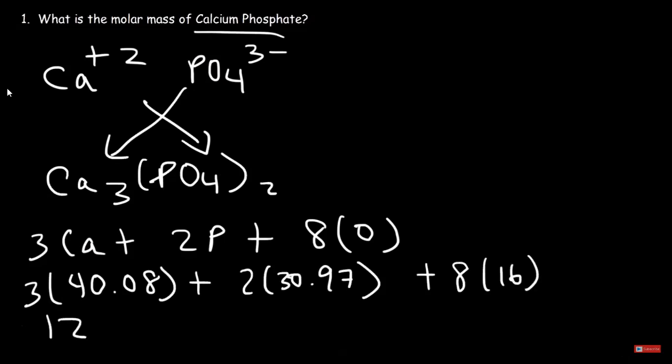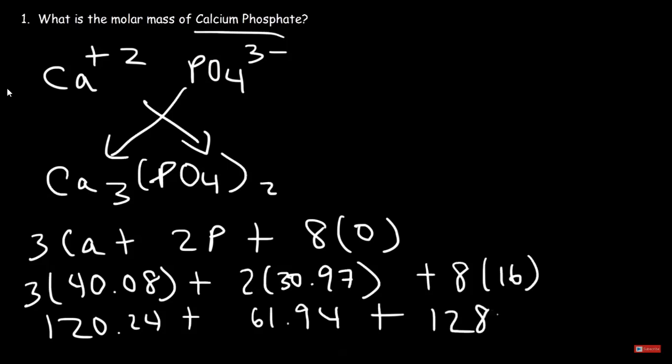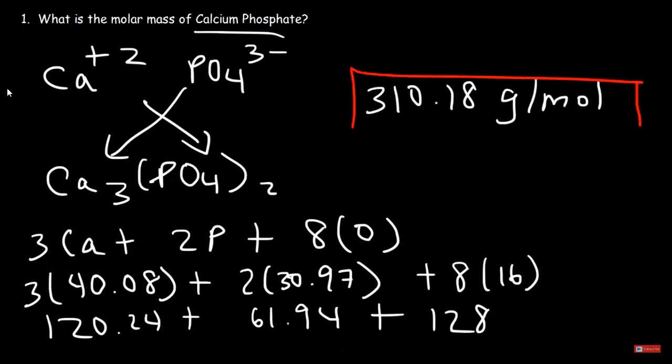Now, 3 times 40 is 120. 0.08 times 3 is 0.24. 2 times 30.97, that's going to be 61.94. And 8 times 16 is 128. So now we just need to add these 3 numbers. So I got 310.18 grams per mole. That's the molar mass of calcium phosphate.